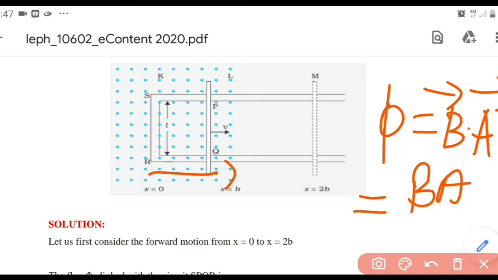Here A becomes L into x, where L is the length of the conductor PQ. The length of the conductor PQ is fixed, L, and this distance is changing. You know it is rectangular in shape. Since that distance is changing, the area exposed to the magnetic field is changing, and that area becomes L into x. Hence the expression for magnetic flux when the conductor is moved from P to Q becomes BLx.